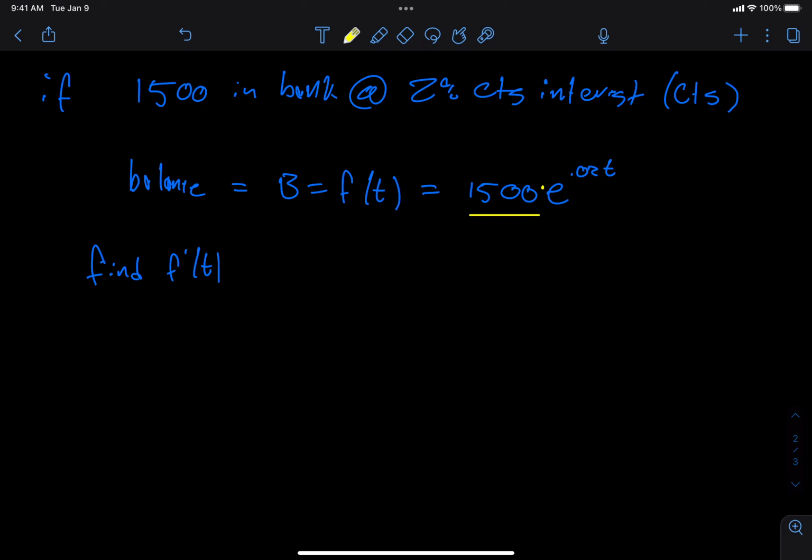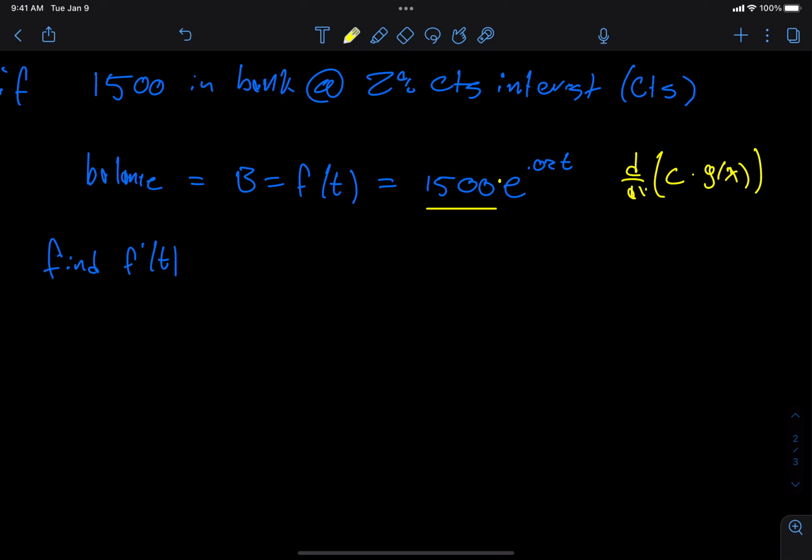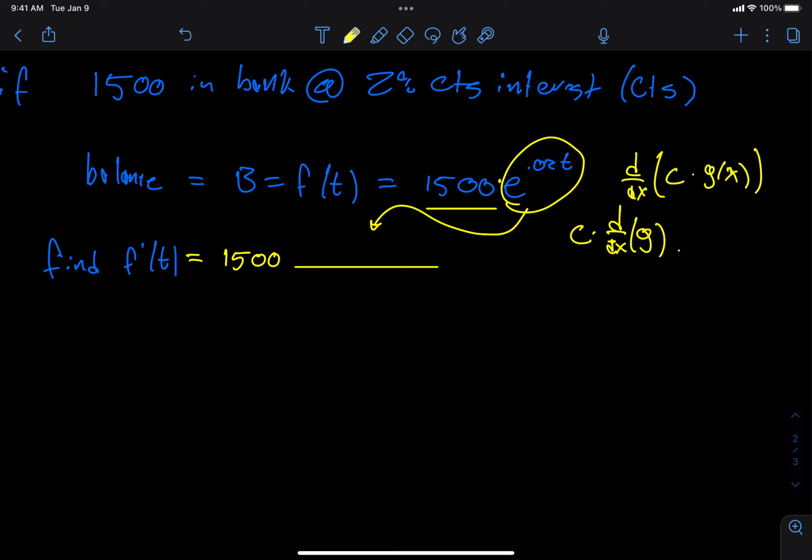In other words, the constant multiple rule says if you have a number times a function, we learned that if you do the derivative, it's the same as just doing the derivative of the function and then multiplying by that number. So when we do the derivative here, the 1500 is just going to hang out. And then in this blank, I'm going to write down the derivative of e to the 0.02t. Okay?